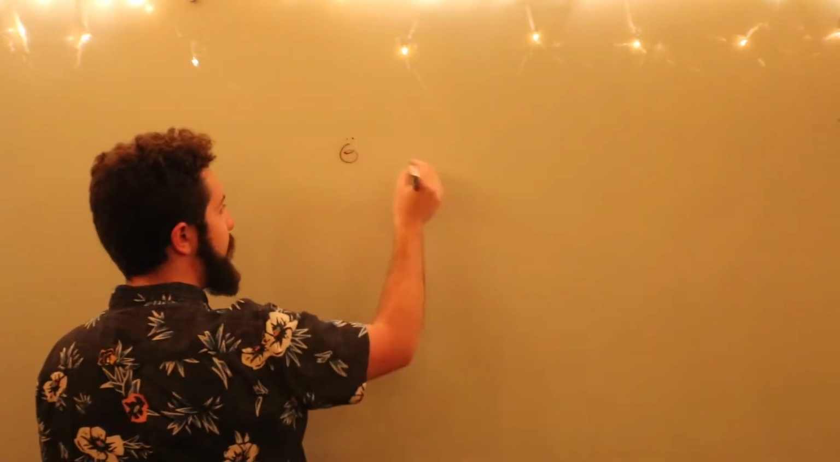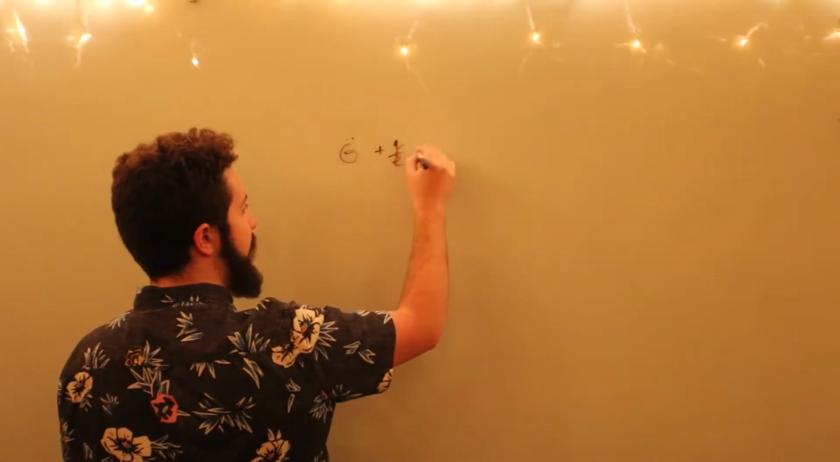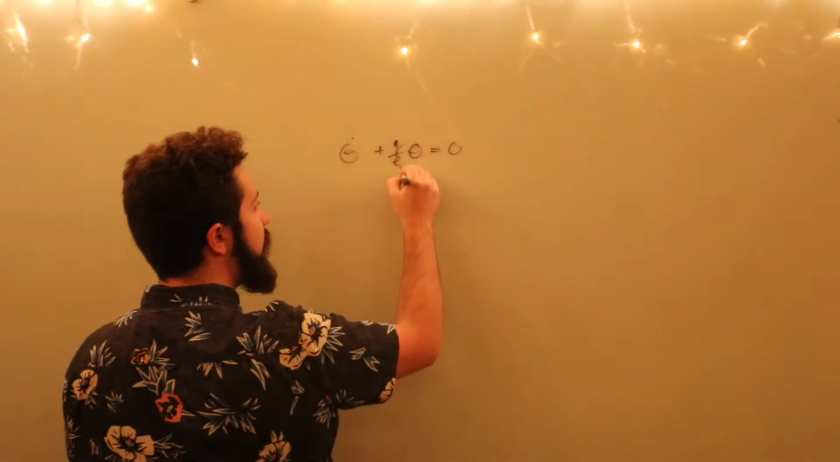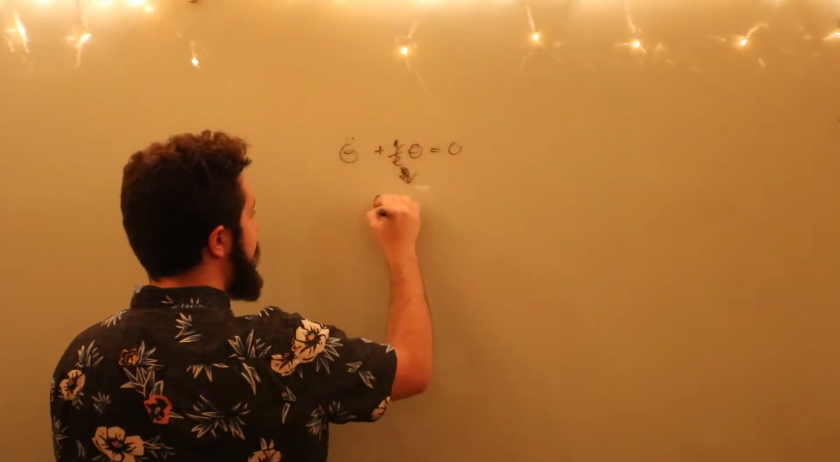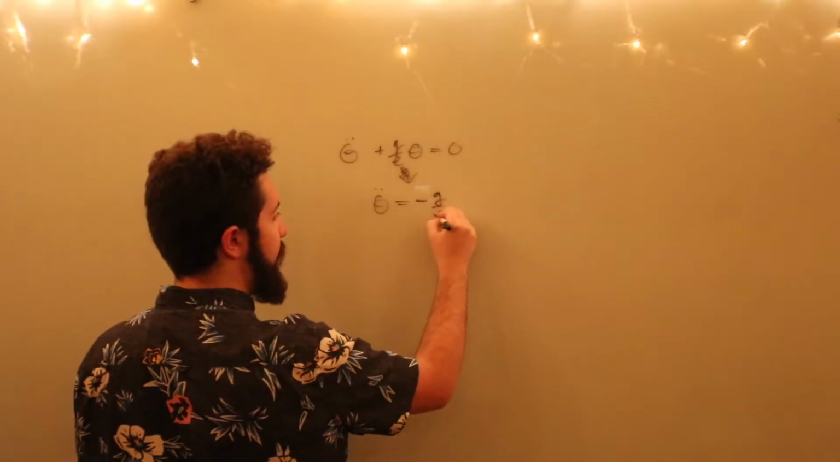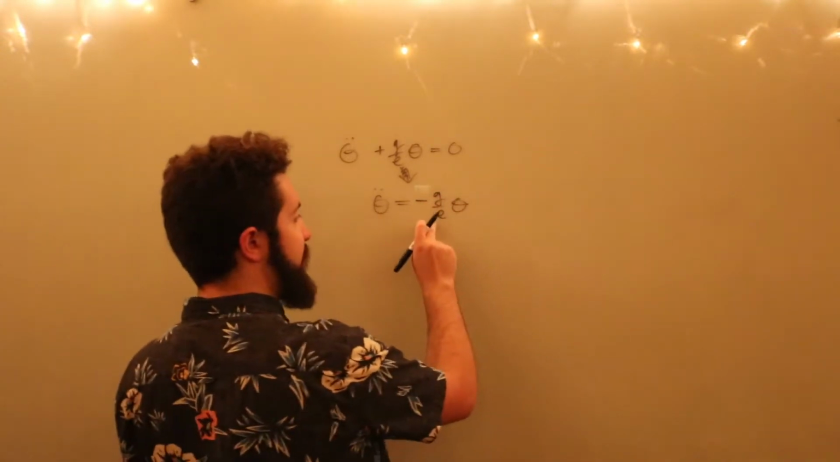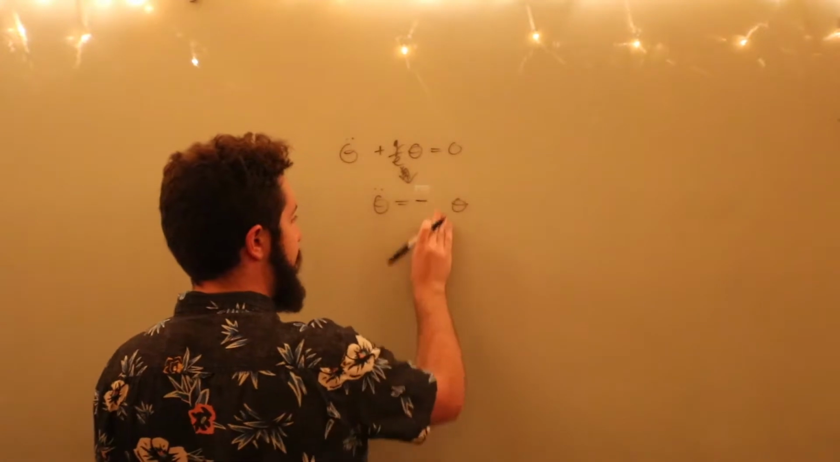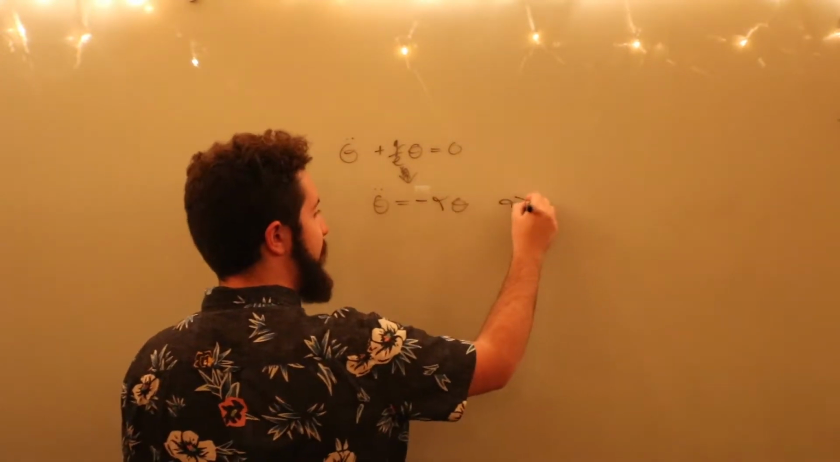All right, the second method is going to be basically solution by guessing or by inspection. So if we have theta double dot plus g over L theta is equal to 0, we can instead write this as theta double dot is equal to negative g over L theta, where g over L is just some positive number, so that we can write it alpha, and alpha is greater than 0.